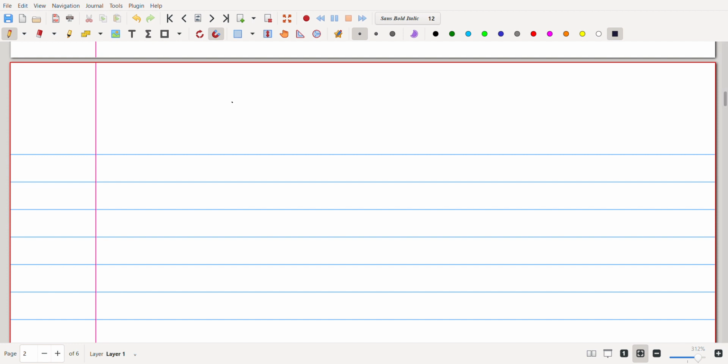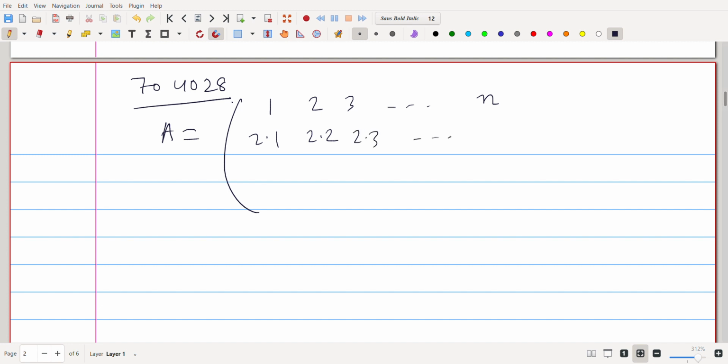So the first question ID is 704028. I'm not going to write the whole question. The question says: given a matrix A such that the ijth entry is the product of i and j, which of the following is the eigenvalue of A? If I write down the matrix, it looks like: first row 1, 2, 3 and so on up to n; then 2 times 1, 2 times 2, 2 times 3 and so on, 2 times n; and the last row n times 1, n times 2, n times 3 and so on, n times n.